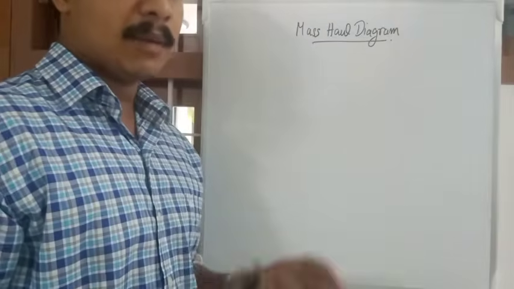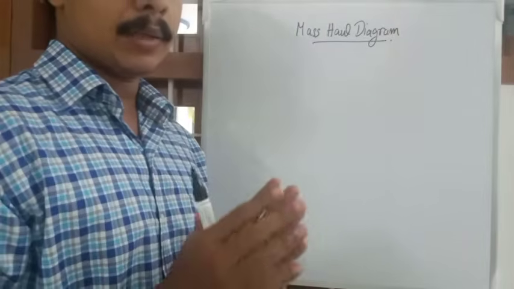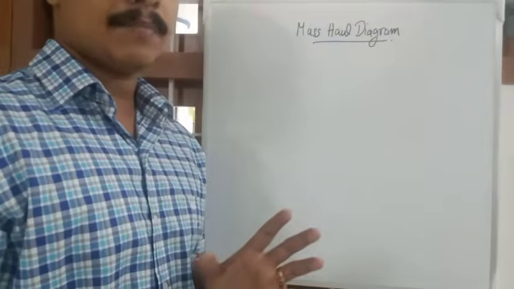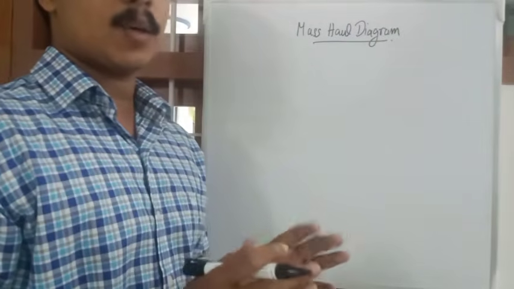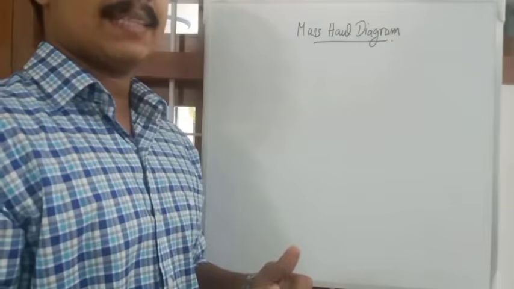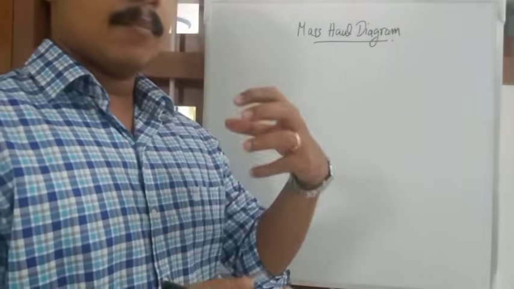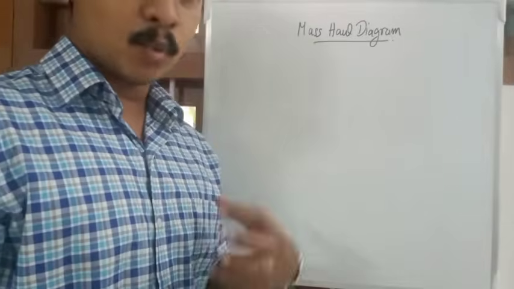So welcome back. Today we are moving on to a small topic, mass haul diagram. Mass haul diagram is a diagram used for construction of roads, railways, and whatever construction where moving of earth is mattered. Moving of earth.